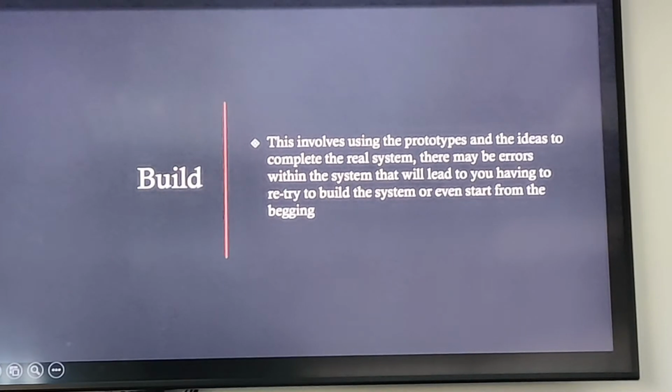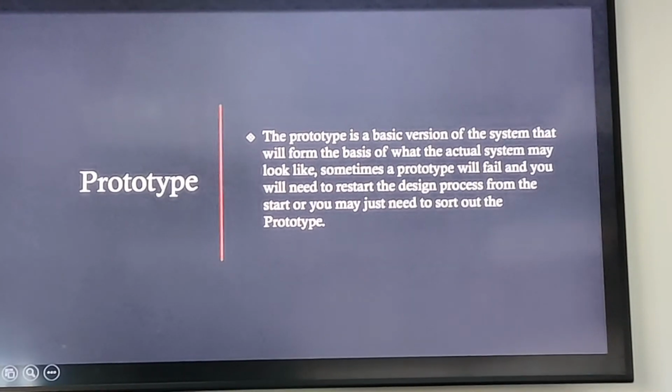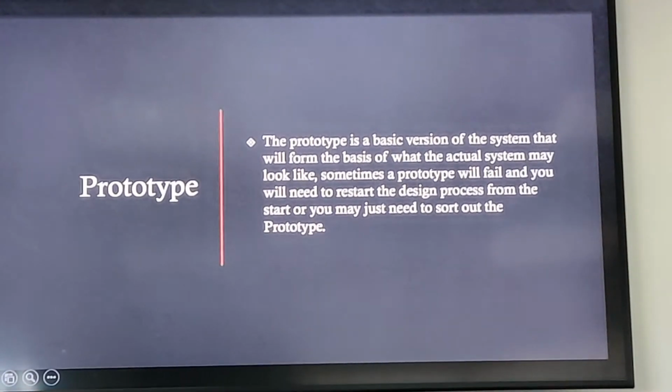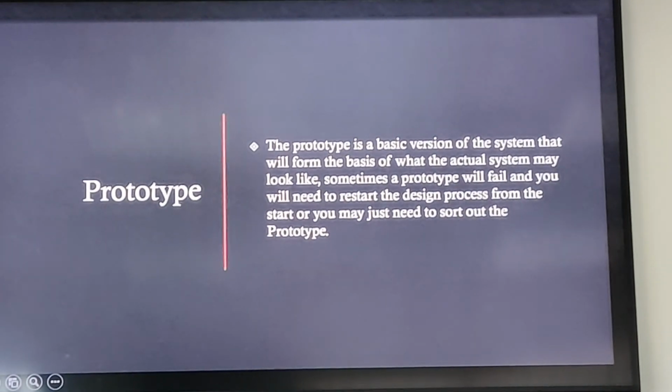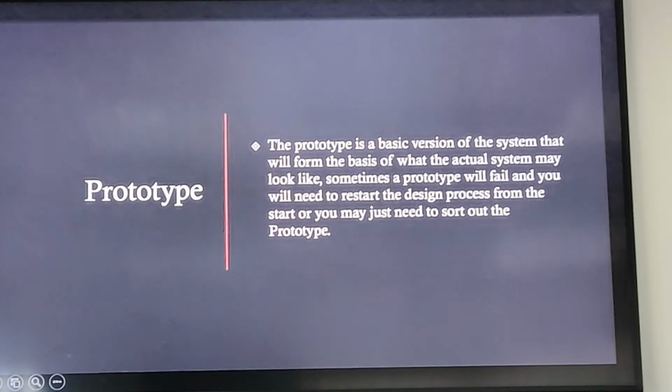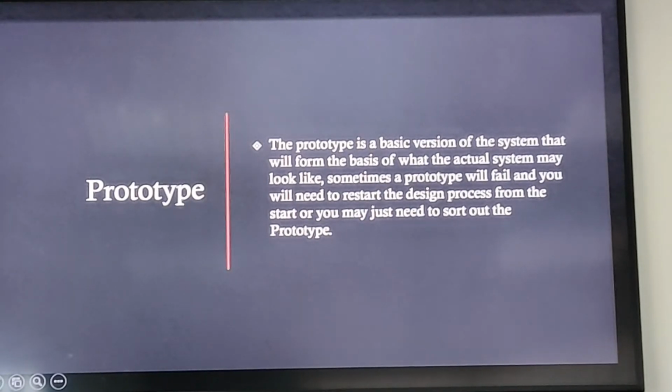Prototype. The prototype is a basic version of the system that will form the basis of what the actual system may look like. Sometimes the prototype will fail and you will need to restart the design process from the start, or you may just need to sort out the prototype itself.